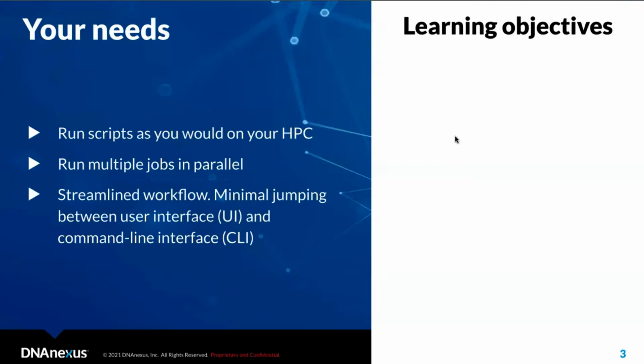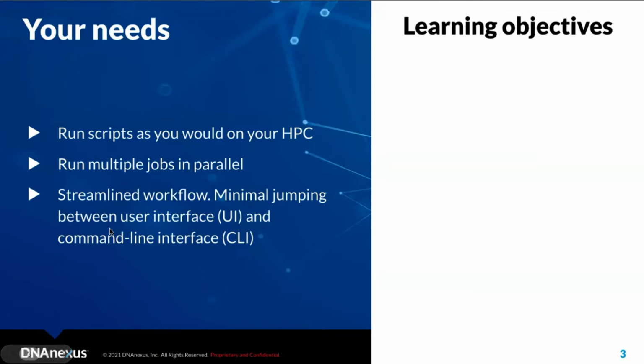So before we get started, let's review things. Part of this, in the course of working with HPC users, is that we're trying to map their knowledge to what you need to do to actually run things on RAP. In terms of your needs, you want to be able to translate things so you can run scripts as you would on an on-prem HPC cluster. You want to be able to run multiple jobs in parallel, doing batch submissions. And ideally, you want to have a streamlined workflow.